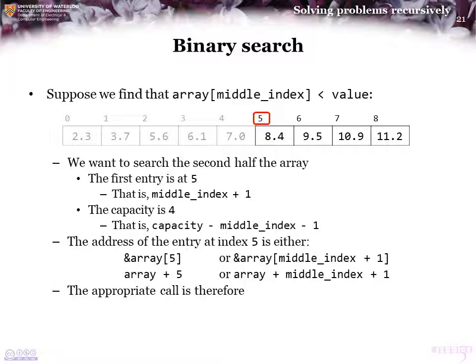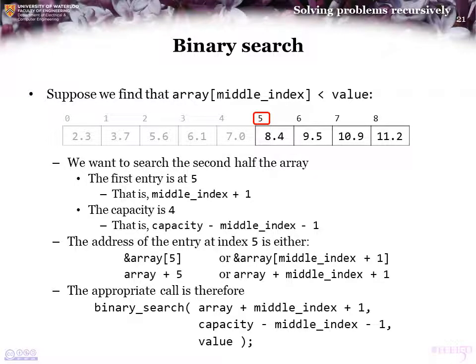Therefore, the appropriate call is to recursively call binary search on array plus middle index plus 1, so starting at the entry after the middle index. The capacity of this new array will be capacity minus middle index minus 1, and we are still searching for the specific value.